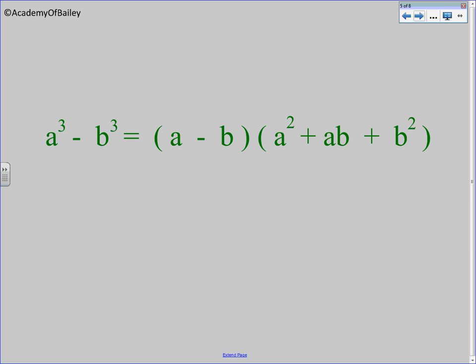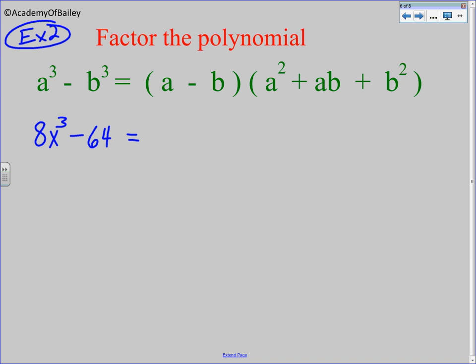Now, how does this change if this is a minus sign? It only changes with a couple signs. The first parentheses will become minus, and then this is a plus. That's really the only difference between if you start out with a plus or a minus in that position. So let's look at an example here.